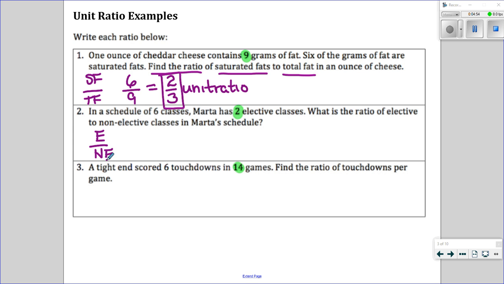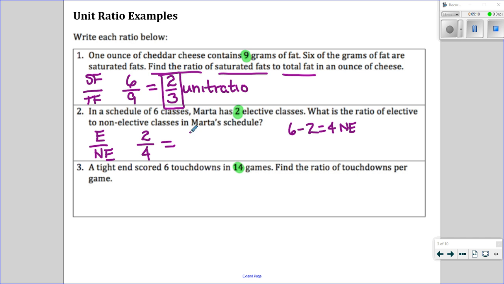So she has 6 classes, 2 of them are electives. So I'm going to put 2 on the top here. We need to know what the non-elective classes are. So if there's 6 classes, 2 of them are elective, then we just do 6 minus 2 and we get 4 for the non-elective. Then we put that 4 here, and we know we can reduce this fraction.